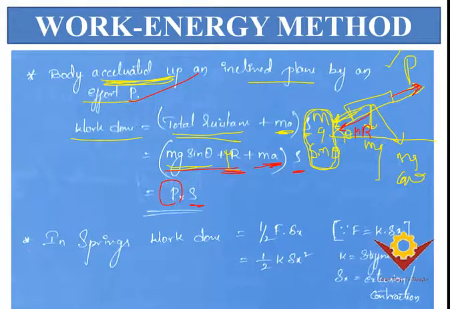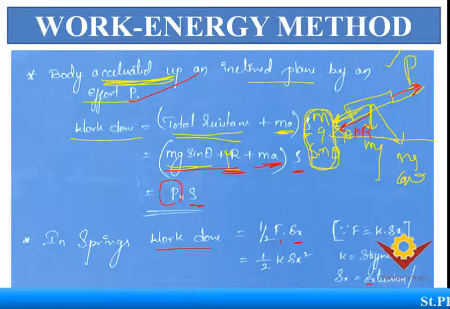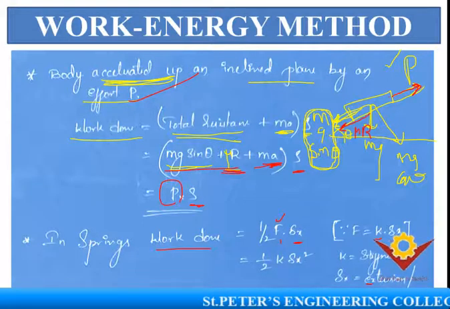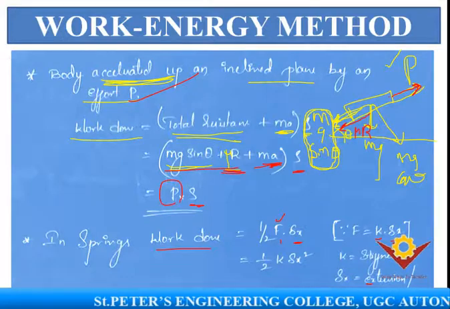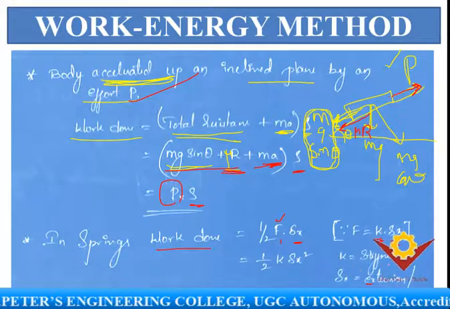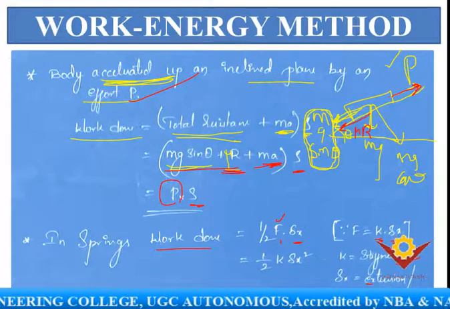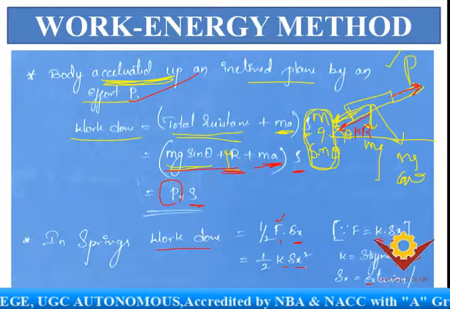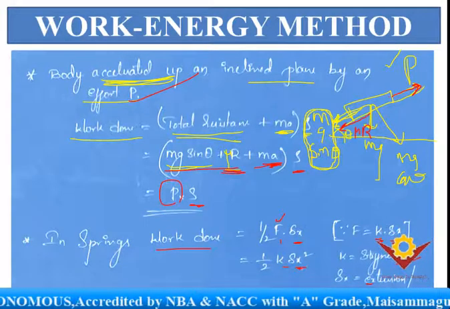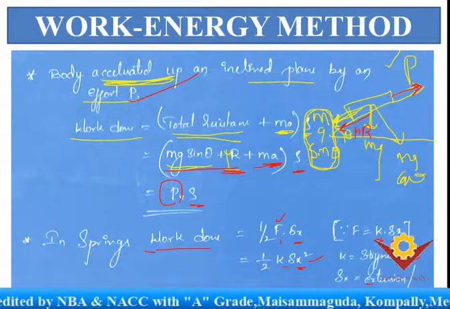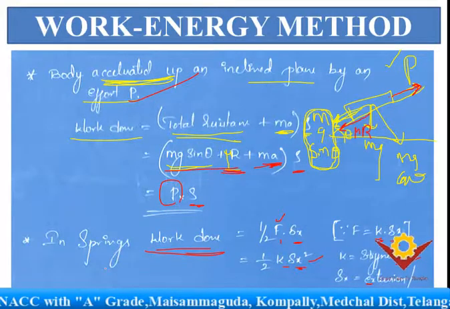And the next one, the work done by a spring. What is the work done by the spring? That equals half of F into the change in distance. That distance is nothing but your extension or contraction. Now what is F? F equals k into delta x, which is your change in length. You can see here, this k is stiffness. So now it is half into k into delta x squared, which is your extension or contraction squared, and this is your work done for the springs. Now we'll see small problems on this.